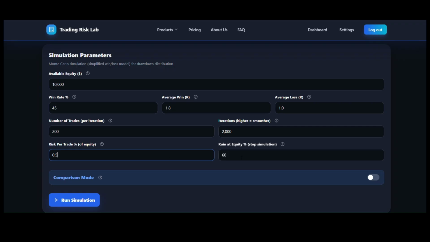Then set the ruin at equity percentage. This defines the drawdown level where a simulation is stopped and counted as ruined. Once all inputs are set, click Run Simulation.